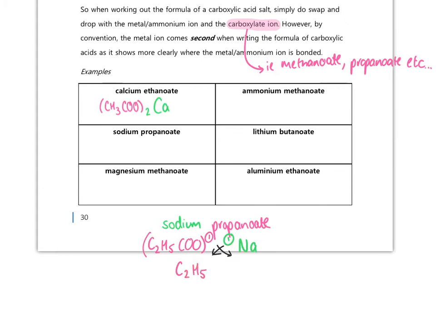So it's just going to be C2H5COO Na. If you want to do that in 2 steps, you could have written C2H5COO in your brackets, then Na. Then because there's no number here, we can remove the bracket. So write that into your notes. So C2H5COO Na.